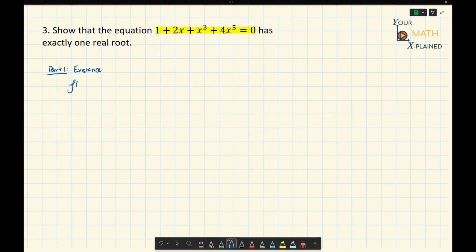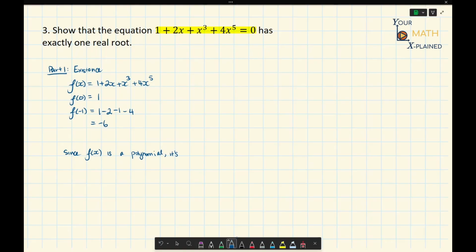So we're going to let f of x be equal to 1 plus 2x plus x cubed plus 4x to the power of 5. Now f of 0 is going to be equal to 1. And f of negative 1 is going to be equal to 1 minus 2 minus 1 minus 4. So this is equal to negative 6. So now since f of x is a polynomial, we know that polynomials are continuous everywhere.